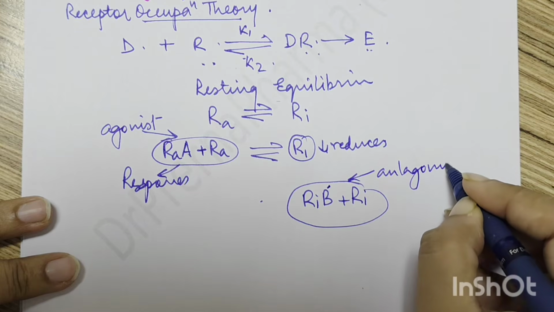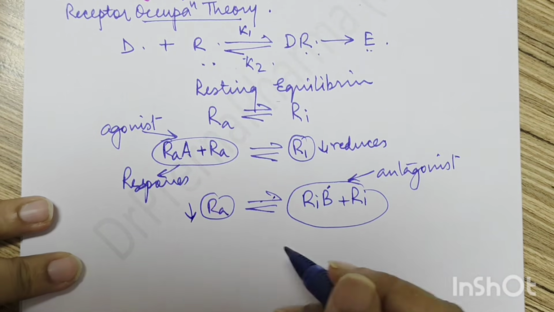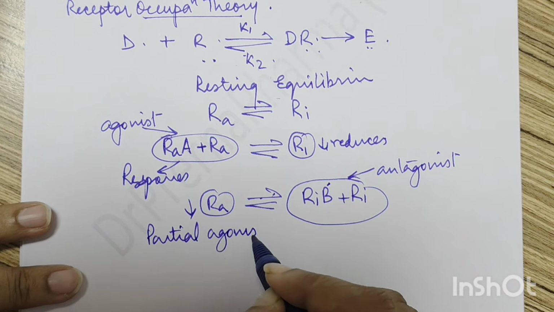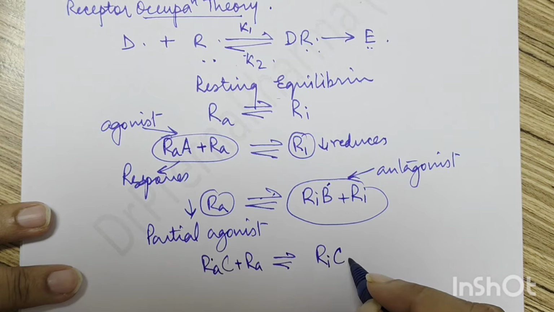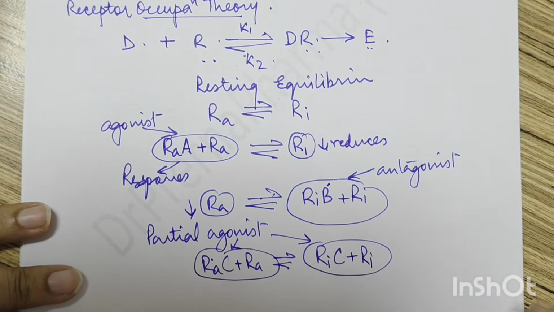Antagonist के आते ही inactive receptor will become more, and RA reduce हो जाएगा, active receptor will reduce, right? Partial agonist आके दोनों से combine करेगा, it will combine to this also, and it will combine to this also. So partial agonist will combine to both and will bring about a change in the equilibrium.